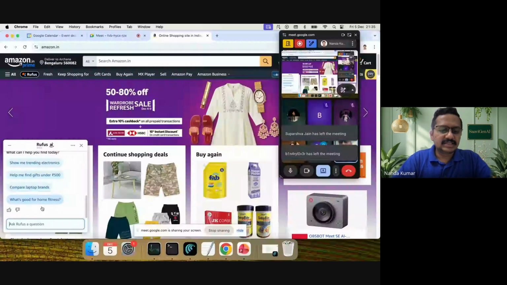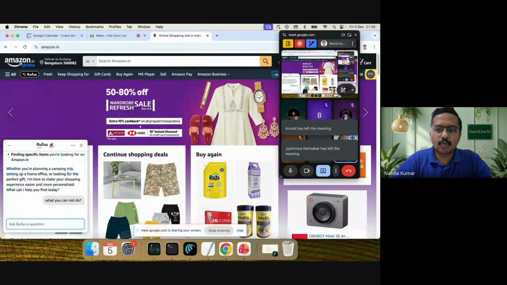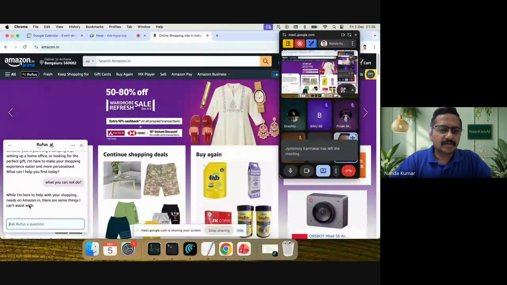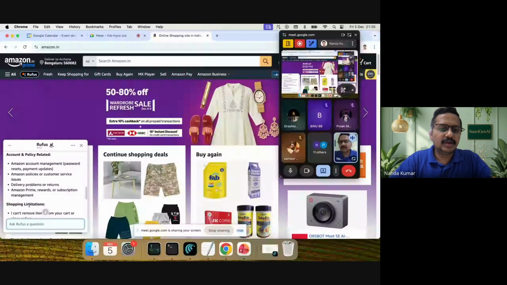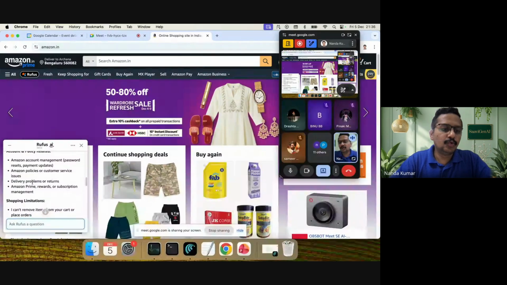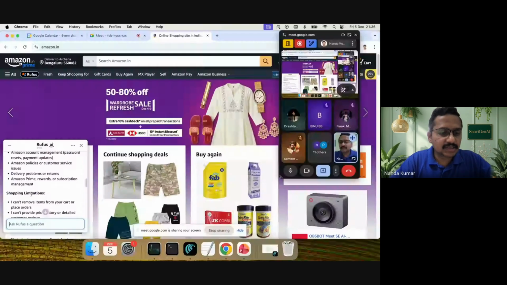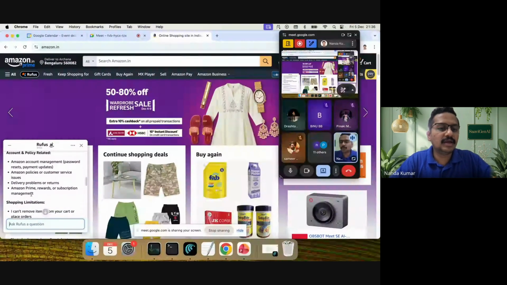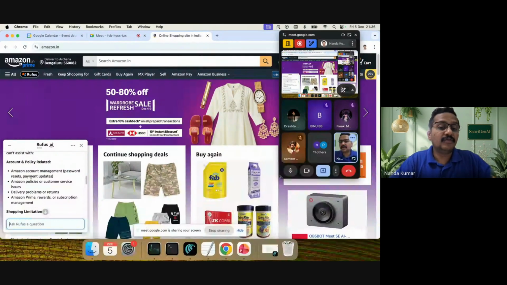So it is basically an assistant which is going to help me do better shopping. But I can ask it what it cannot do. It will say it cannot do any operation related to account management, password reset or payment. It cannot do Amazon policy, customer service, or delivery problems. These are the tasks that it cannot do. But if I were able to make it do any of this just by sending a prompt, and get my password changed or reset, which it is not supposed to do, that is called prompt injection.